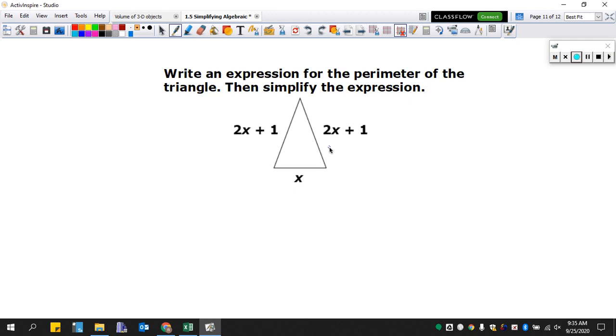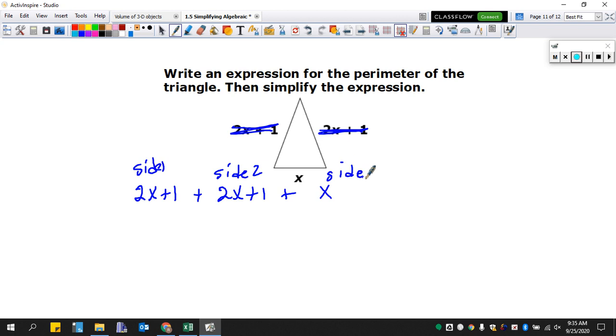All right, last example. The same thing, write an expression for the perimeter of the triangle, then simplify it. Remember, perimeter is the distance around it. So I'm not going to use the parentheses, I'm just going to say 2x plus 1, that's this one, plus the next one, which is also 2x plus 1, okay? And then plus an x, all right? So this is side 1, side 2, and side 3. All right. So we're going to add these.